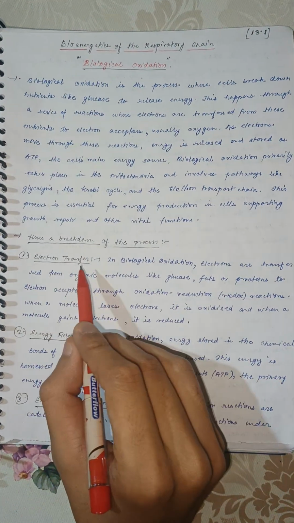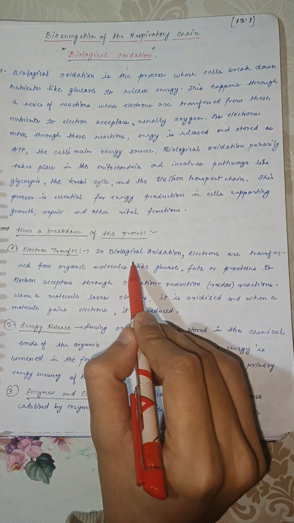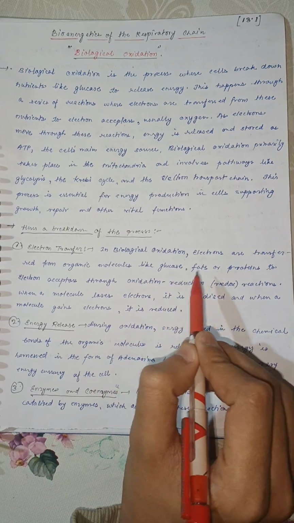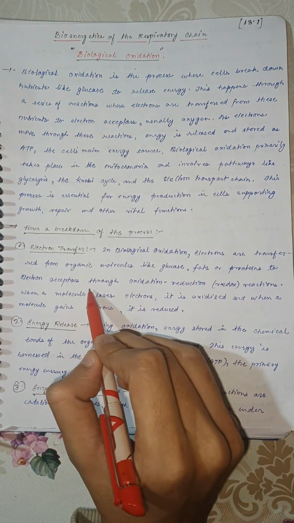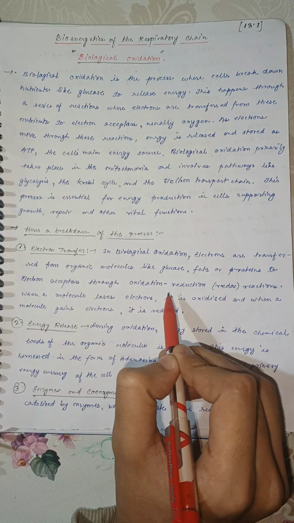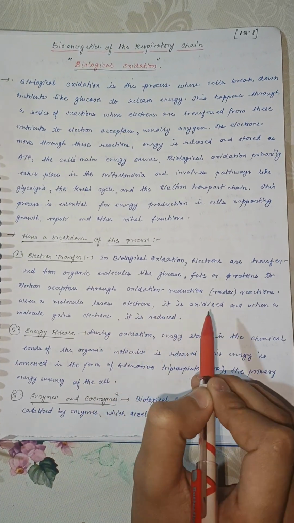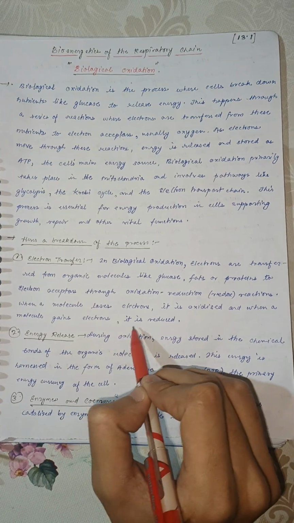First one is electron transfer. In biological oxidation, electrons are transferred from organic molecules like glucose, fats, or proteins to electron acceptors through oxidation-reduction reactions. When a molecule loses electrons, it is oxidized, and when a molecule gains electrons, it is reduced.